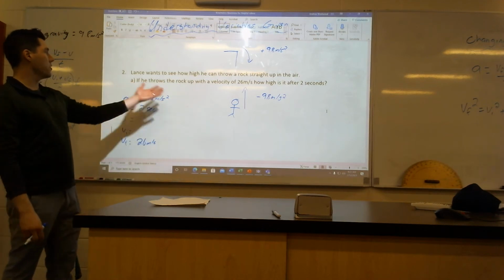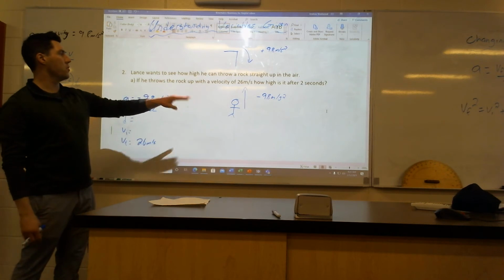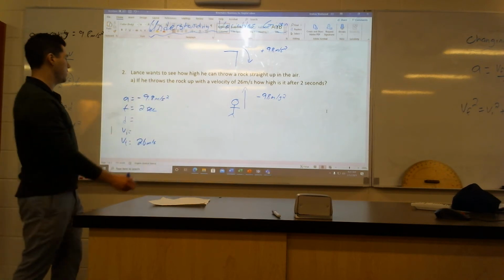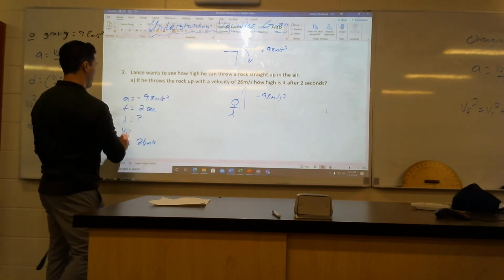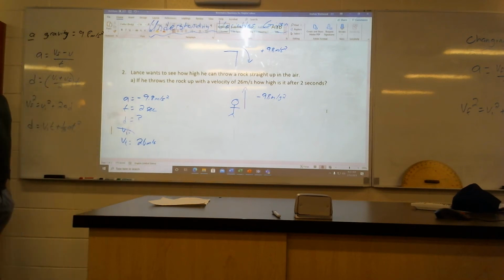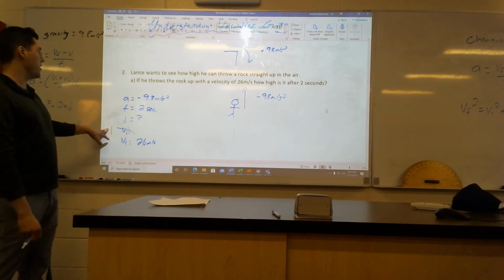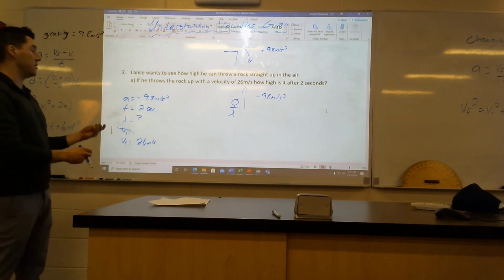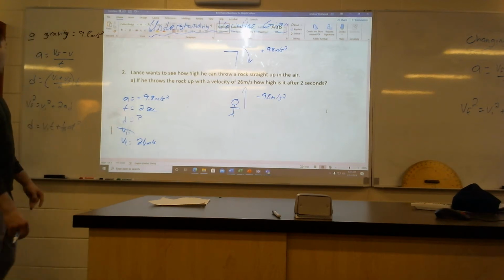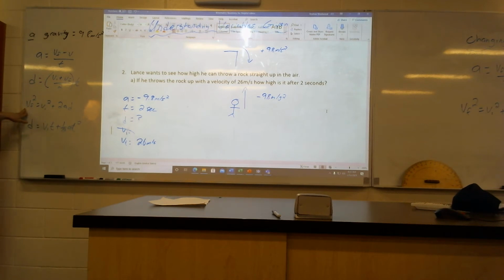What was I looking for in this question? It says if he throws the rock up with a velocity, how high? So I'm looking for a distance. And I can ignore my VI. So 1, 2, 3 variables. I don't care about my VI, I'm looking for a distance. So which one basically doesn't have a VI in it? I can go with this one here: my VF squared equals VI squared plus 2AD.